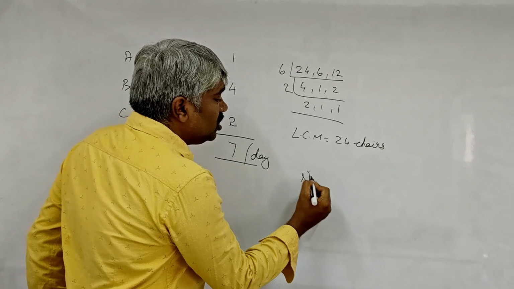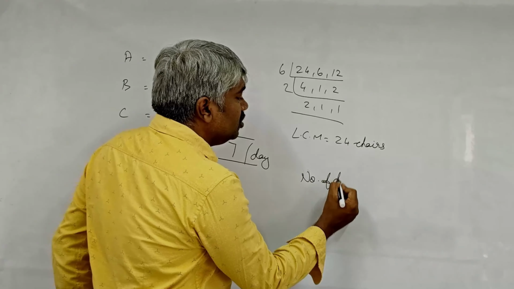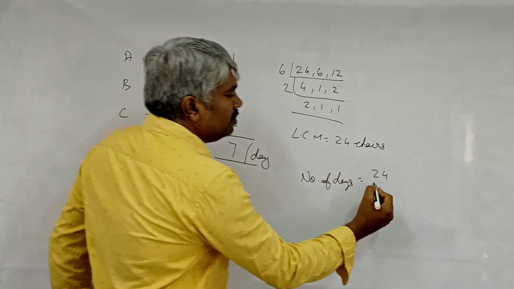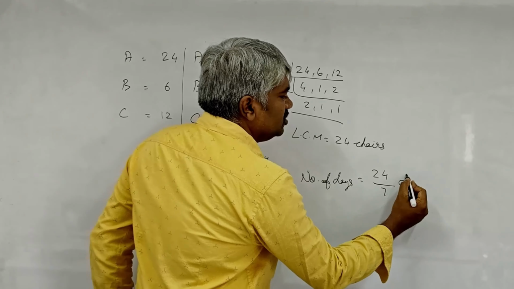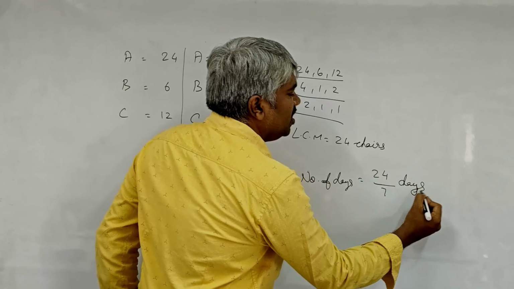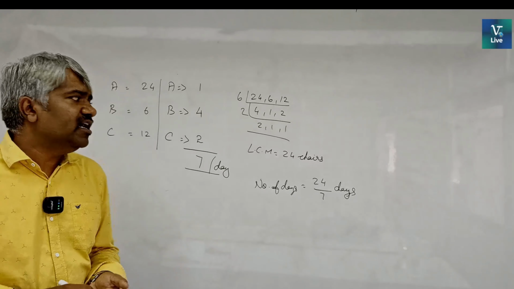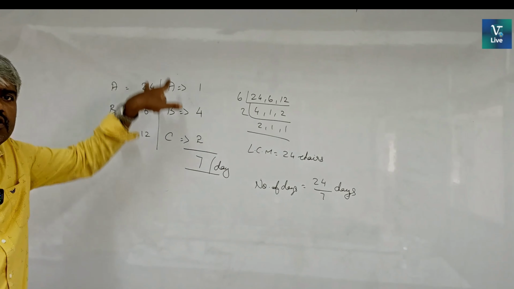So, what is the total number of days to complete the work? Total number of days equals 24 chairs by 7 chairs. So 24 by 7 days. This is the time required to manufacture 24 chairs when all the 3 people work together. Now I am going to explain another sum.